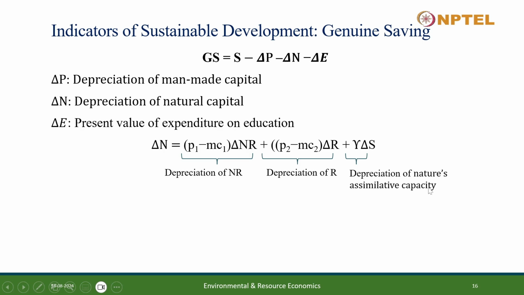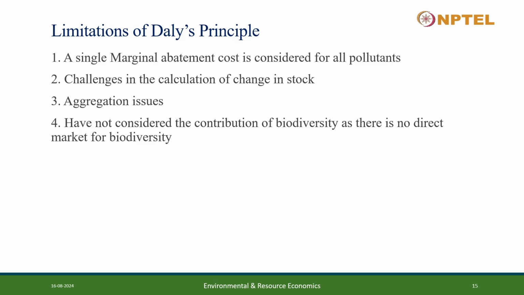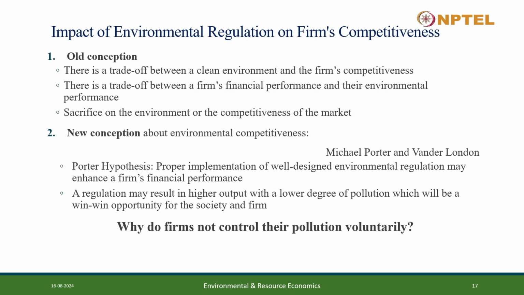That is depreciation due to usage of nature's capacity to capture various kinds of pollution or environmental degradation. So by this indicator, we can to some extent say how the environment is being impacted, and what is the rate of sustainable development. So that will be another indicator. After that, we are covering the impact of environmental regulation on firms' competitiveness.